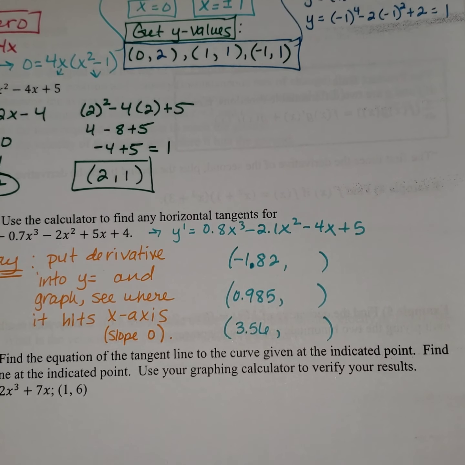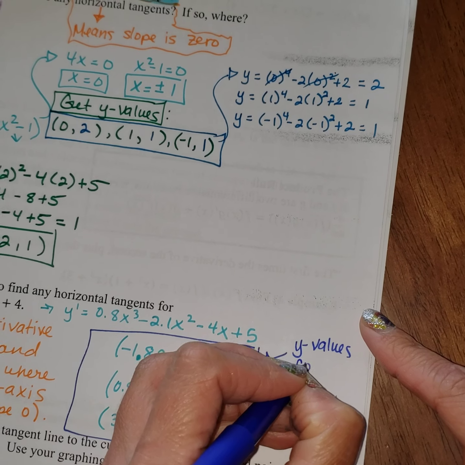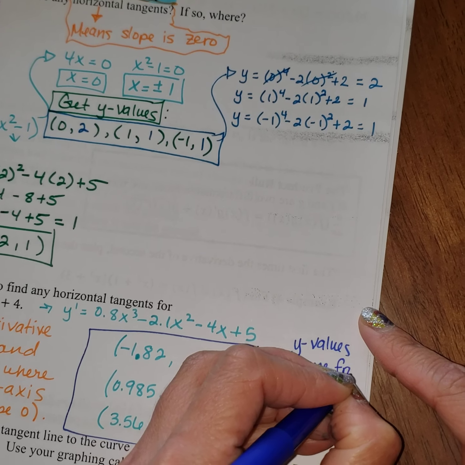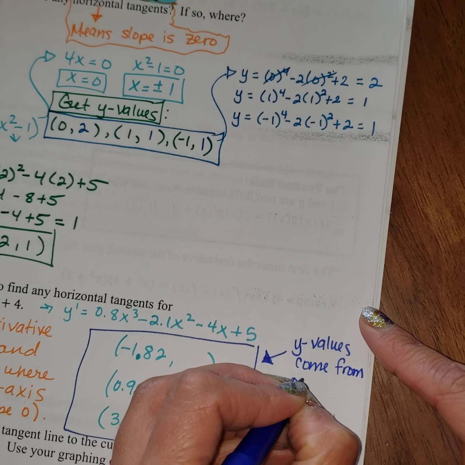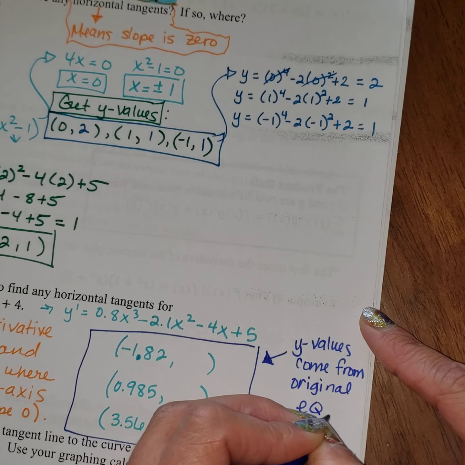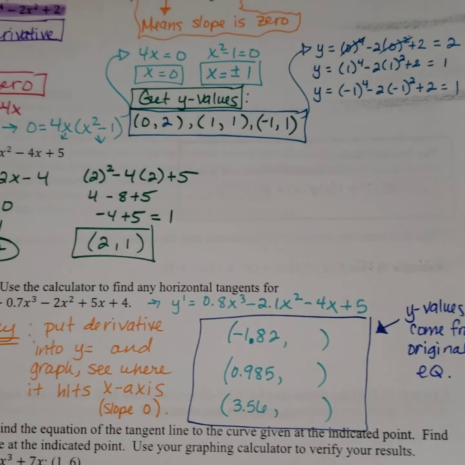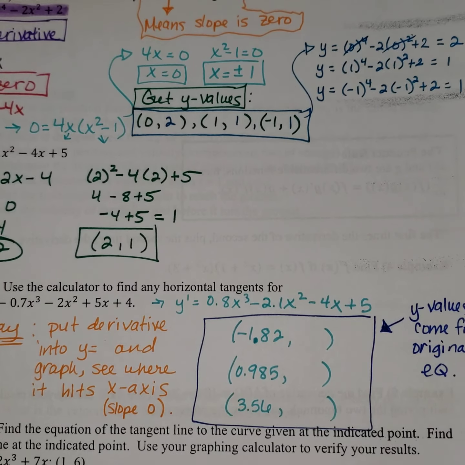So this is going to be our answer once we find the y values, but I want you guys to write yourself a note that the y values come from the original equation, okay? The original EQ. So when we plug these back in, we're plugging them back into this, the original equation, okay?